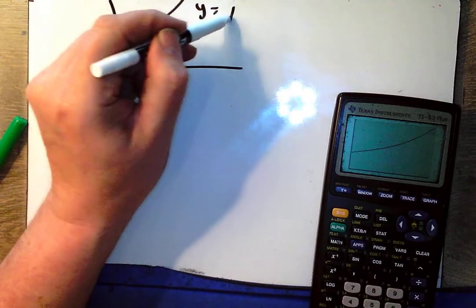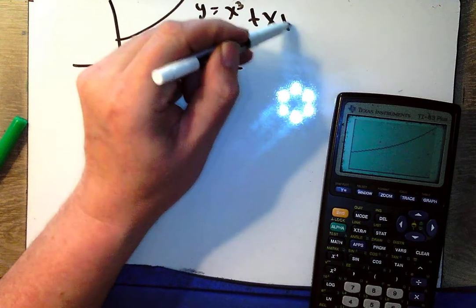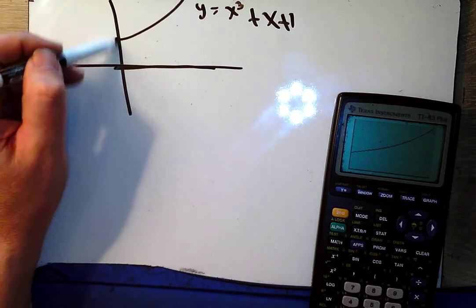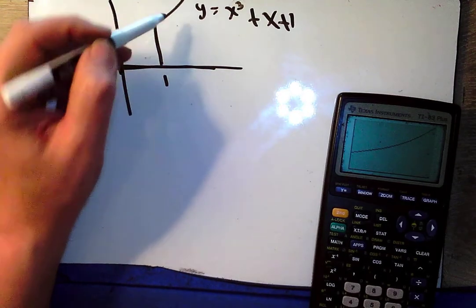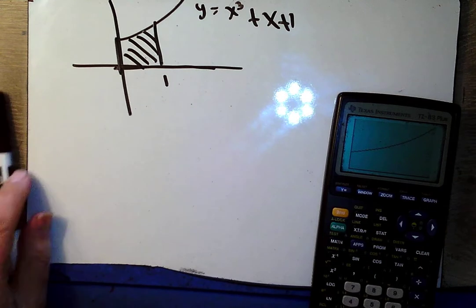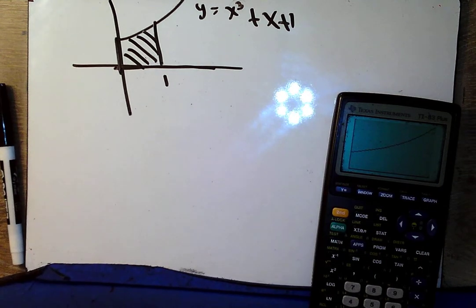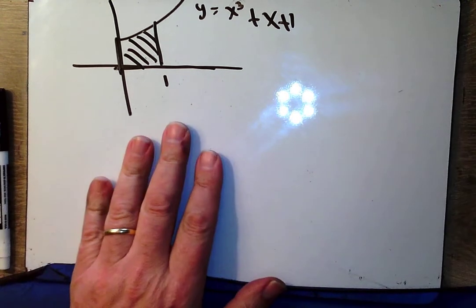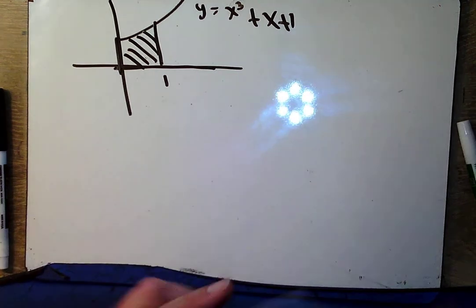This is y equals x to the third plus x plus 1. Here's y equals 0. Here's x equals 0. Here's x equals 1. So this is the region we're talking about. Okay, is rotated about the y-axis. Explain whether you prefer to use discs or washers or shell, and why in each case. Set up, but do not evaluate. Well, so here's the thing. This is very clearly, to me, a shell problem.